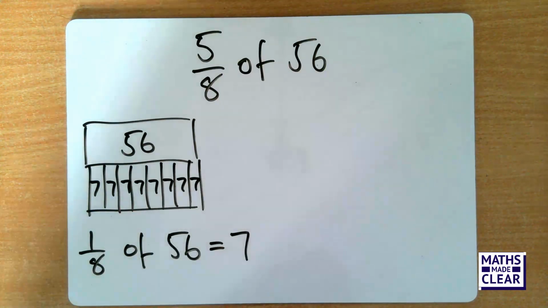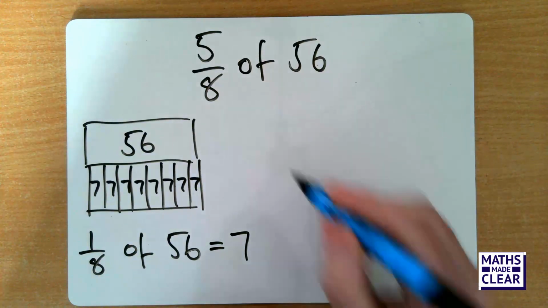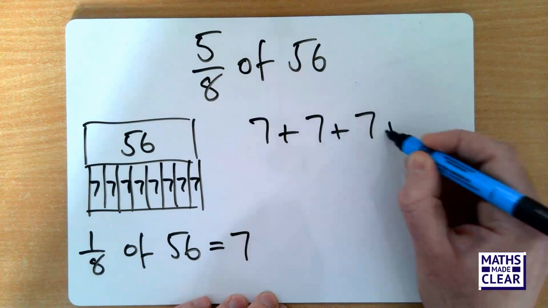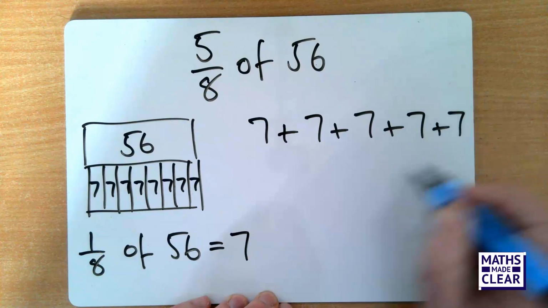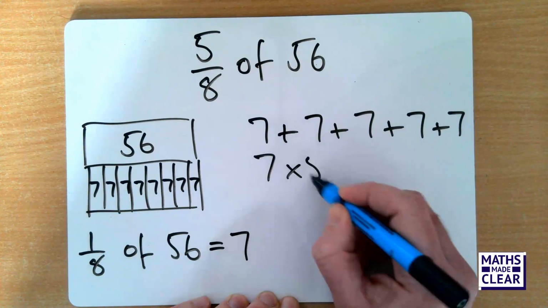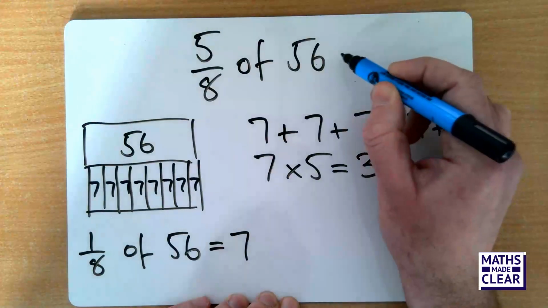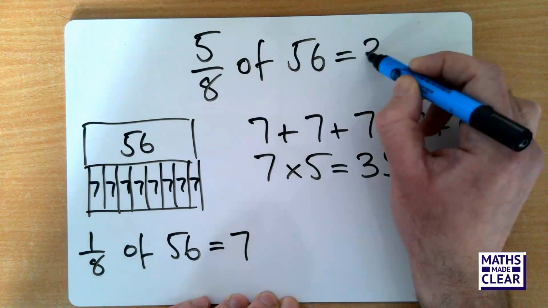But we're not looking for 1/8, we're looking for 5/8. Well, how can we do that? Well, we're going to add together 5 sevens. Remember, 1/8 of 56 is 7, so it's going to be 5/8. So it's going to be 7 plus 7 plus 7 plus 7 plus 7, or 7 times 5. And that equals 35. So that means that 5/8 of 56 equals 35.